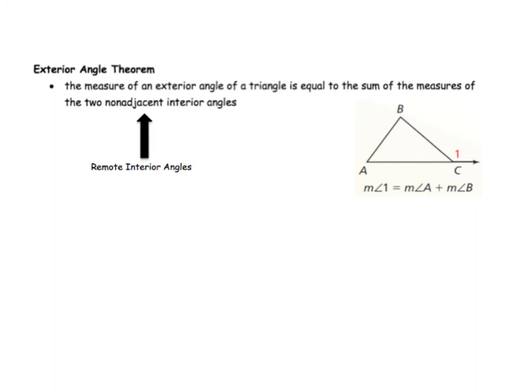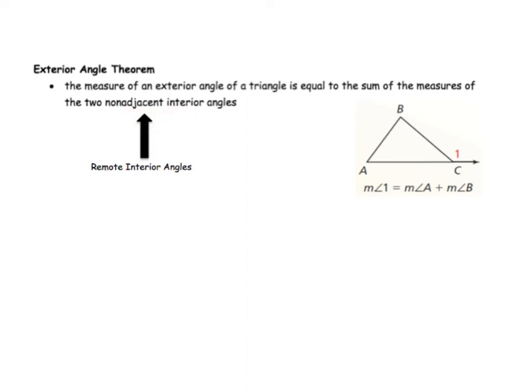The exterior angle theorem states the measure of an exterior angle. So I've shown you guys this picture before. It's the angle right outside the triangle, okay, and it is equal to the sum of the measures of the two non-adjacent interior angles. Non-adjacent means not next to it, which would mean angle B and angle A are the two non-adjacent interior angles to angle 1.